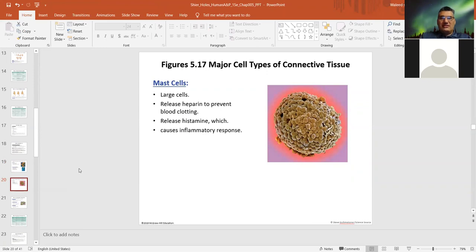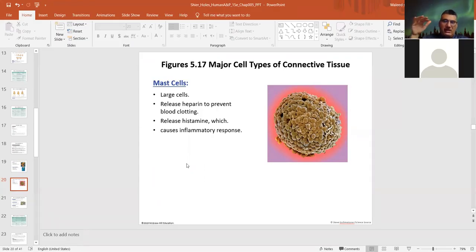Next one is called the mast cells. There are two things that you need to know about mast cells. Number 1, they secrete the 2 H's, heparin and histamine. Why? Because they're involved in inflammatory reaction. So when you hear mast cell, what should come to your mind? Inflammation. Mast cells, inflammation.